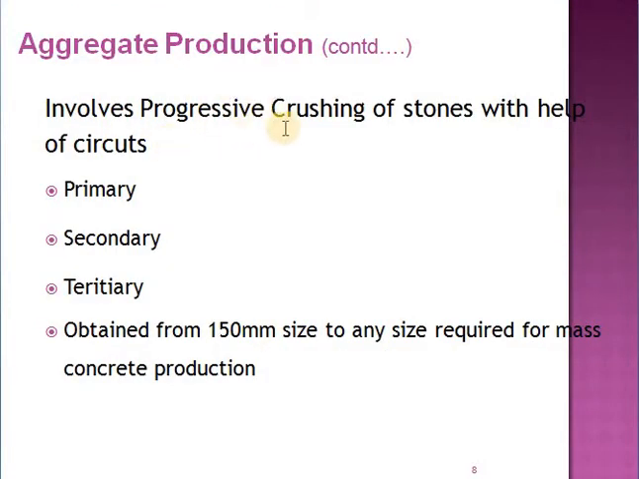Aggregate production involves progressive crushing of stones with the help of circuits: primary, secondary, tertiary, obtained from 150 mm size to any size required for mass concrete production. So from primary to tertiary we will have different crushed stones.